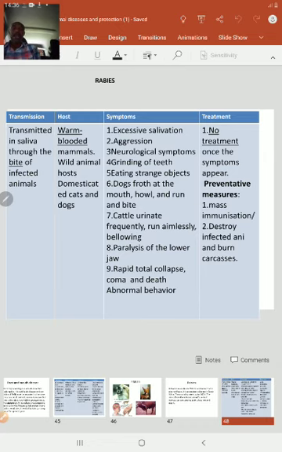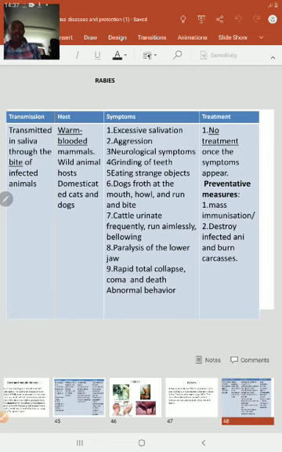Symptoms: we'll just look at a few. Like I said, don't look for my high flyers. Look at all of them. For others, just one or two. The top one: excessive salivation, aggression, neurological symptoms, grinding of teeth, eating strange objects. Dogs will run and bite.